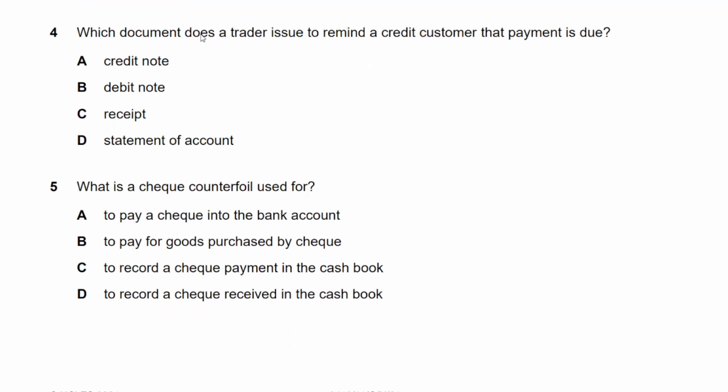Number 4, which document does a trader issue to remind a credit customer that payment is due? Again, this is something you need to know. There is no explanation there. It is what it is. A statement of account is a reminder to your credit customer. A credit note is issued when a reduction in invoice is allowed, basically when a return is accepted. A debit note is when a return is requested by the customer. A receipt is a proof of payment. When you make a payment, you may get a receipt.